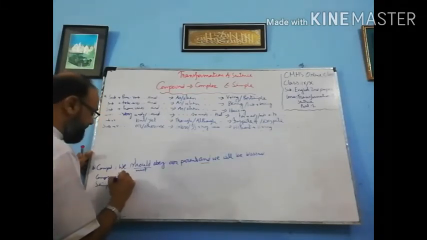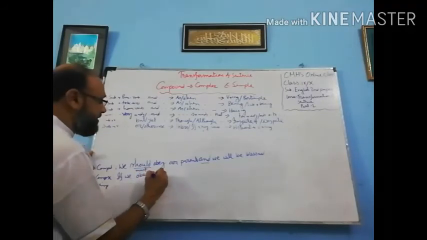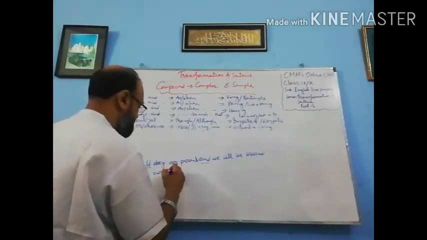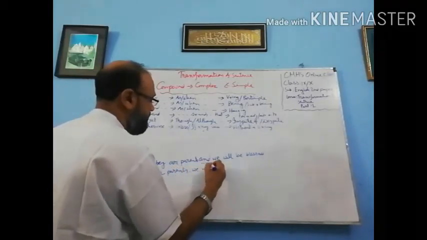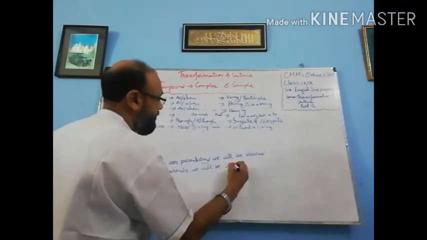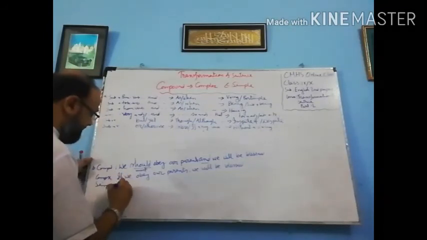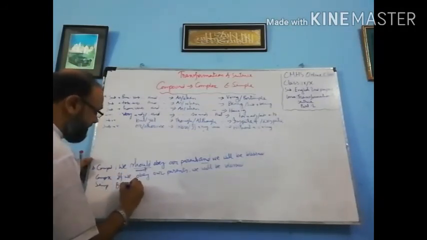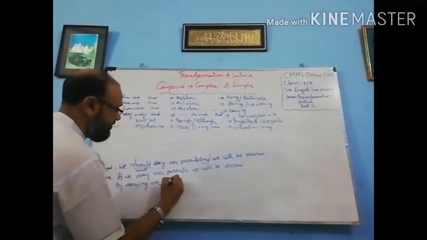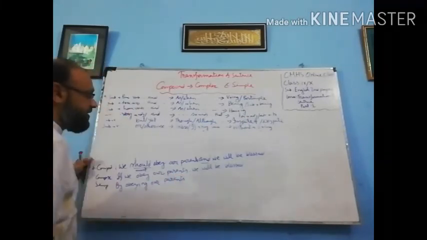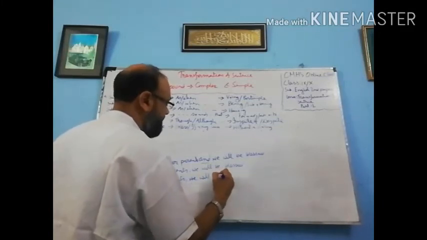And the complex one is if we obey our parents, we will be blessed. And the simple one is by obeying our parents, we will be blessed.